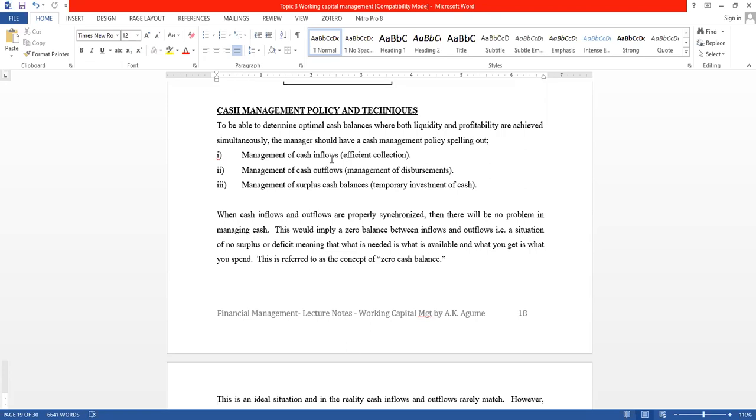Then also management of surplus cash. If it is surplus, you also need to bear in mind, is this surplus short term? Because if it is short term and then you say, let me increase salaries, then you will have issues. Okay. So when you find that these cash inflows and outflows are properly synchronized, there will be no problem in managing cash, because this would imply zero balance between inflows and outflows. That is a situation of no deficit or surplus, meaning that what you need is available, and what you get is what you spend. And this is normally referred to as the concept of zero cash balance.